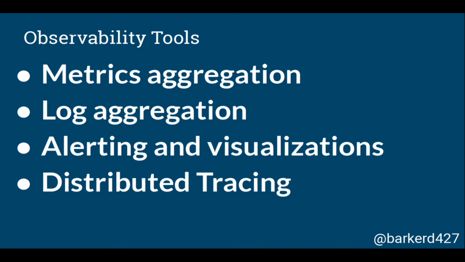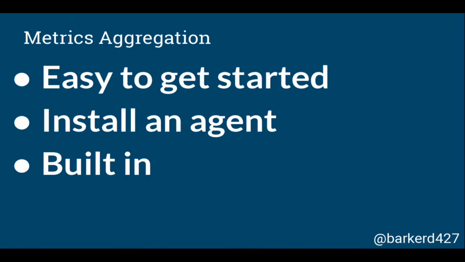So the first one is we'll cover which types of observability tools are available. So we have metrics aggregation, that's really time series, log aggregation, that's kind of your eventing data, and alerting and visualizations. That's kind of the interface into the human, and distributed tracing, which a lot of systems don't necessarily need, but that's very similar to your internal programming language type tracing. So if you use Java or .NET, they have tracing systems in them.